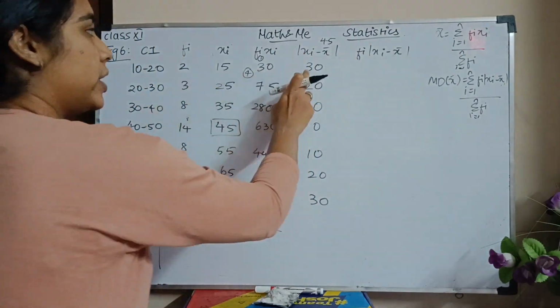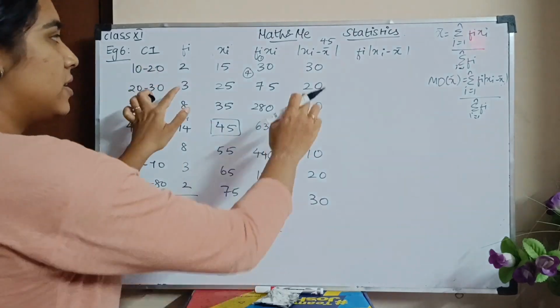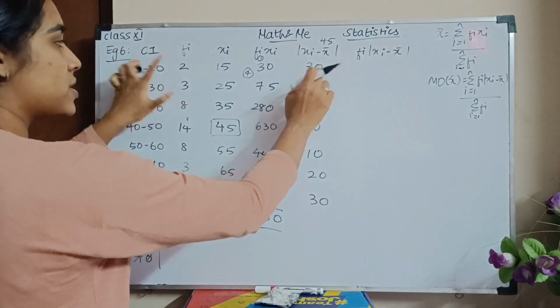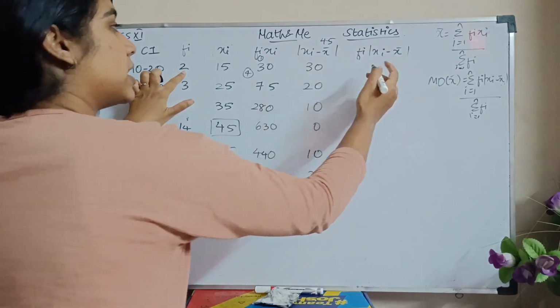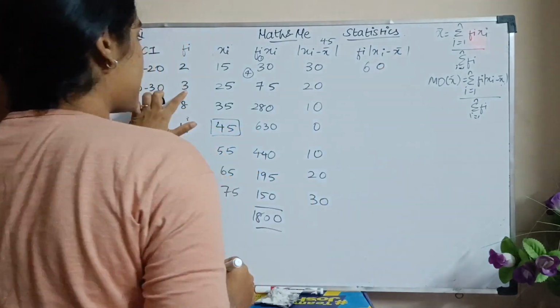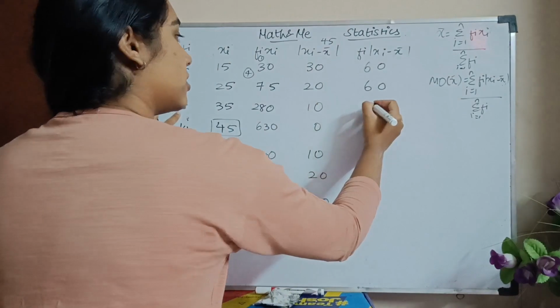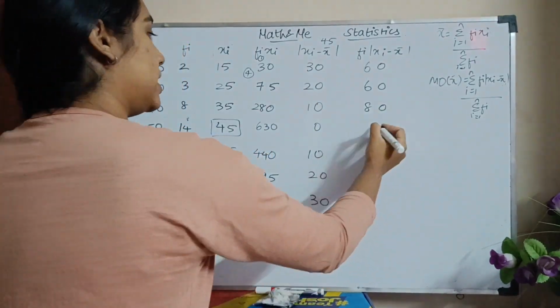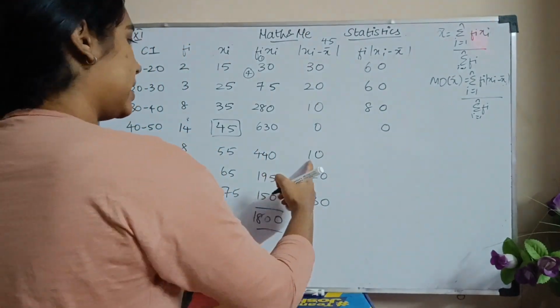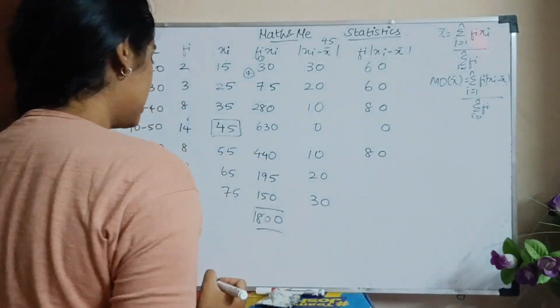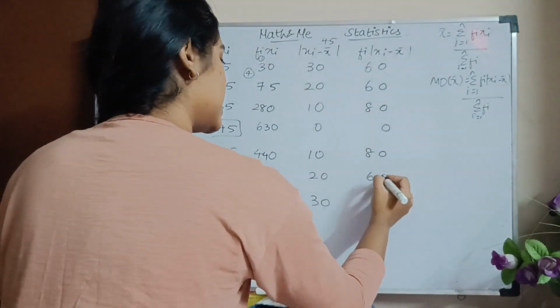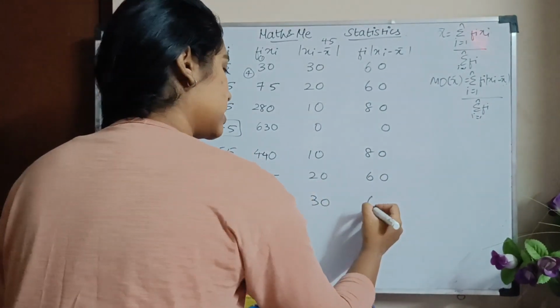What is my fi? 2 into 30. Always keep your fingers like this, so you will not miss out which column. So 2 into 30 is 60. 3 into 20 is again 60. 8 into 10 is 80. 14 into 0 is 0. 8 into 10 is 80. 3 into 20 is 60. 2 into 30 is 60.